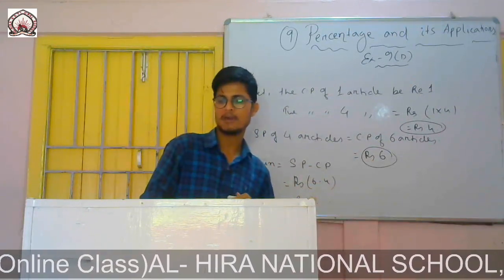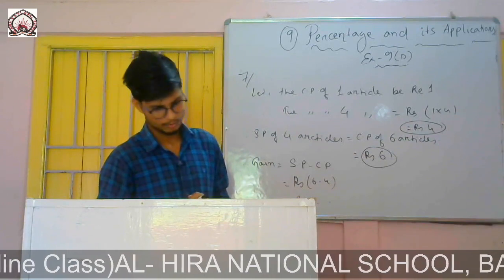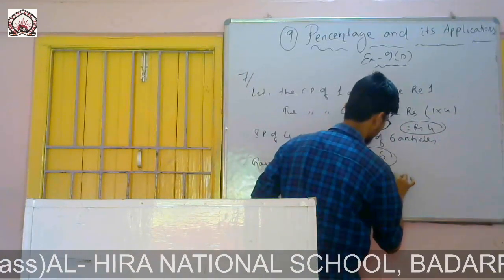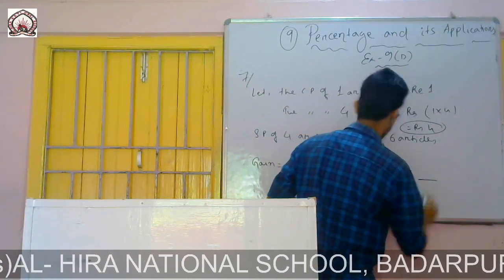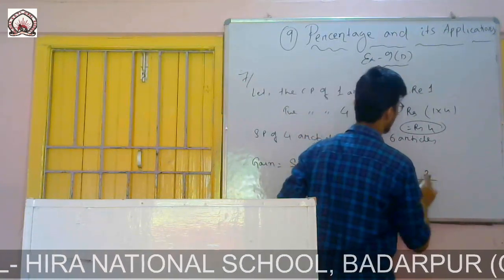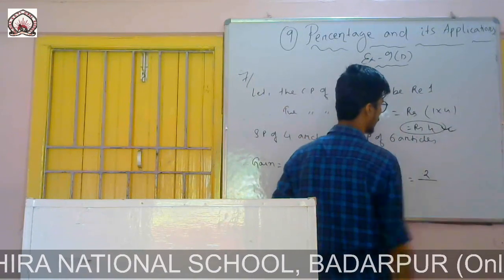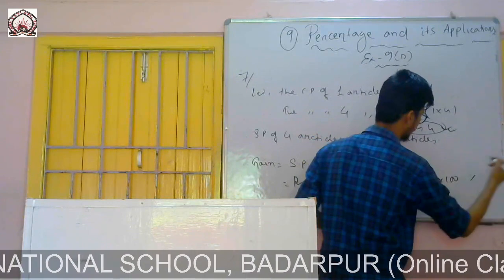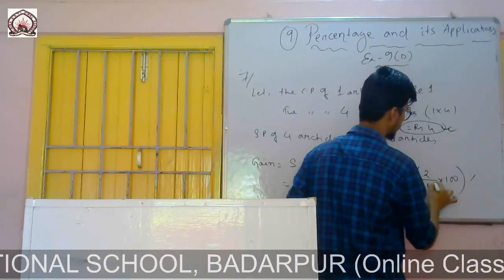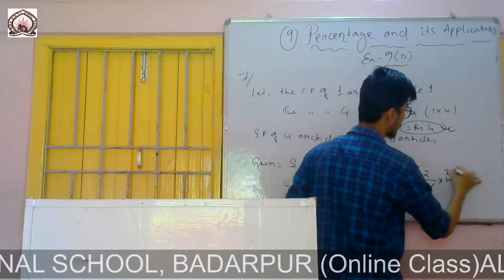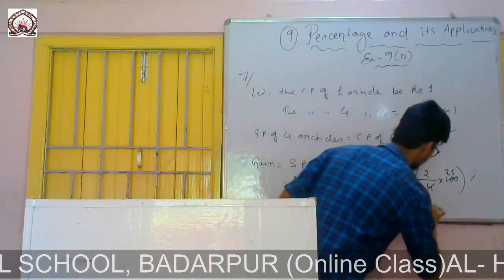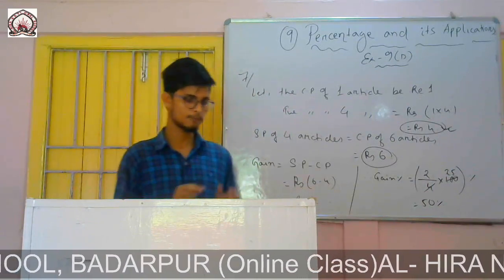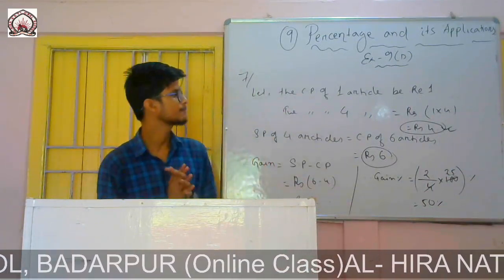So the question is to find the gain percent. Therefore you write in the next line, gain percent equals total profit by cost price. Cost price is rupees 4. Total profit by cost price into 100 and then the percentage sign. If I simply cancel this, 4 25s are 100, 25 into 2 is 50%. Therefore the gain percent is 50%.